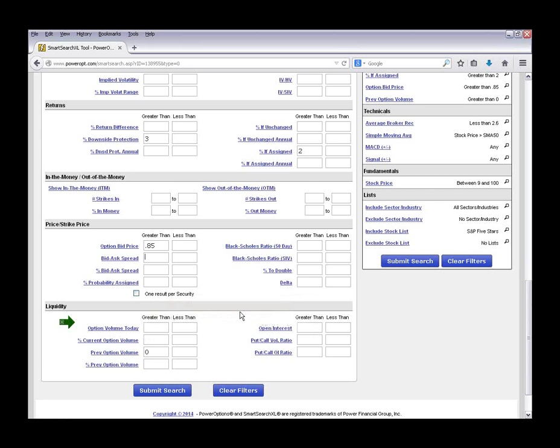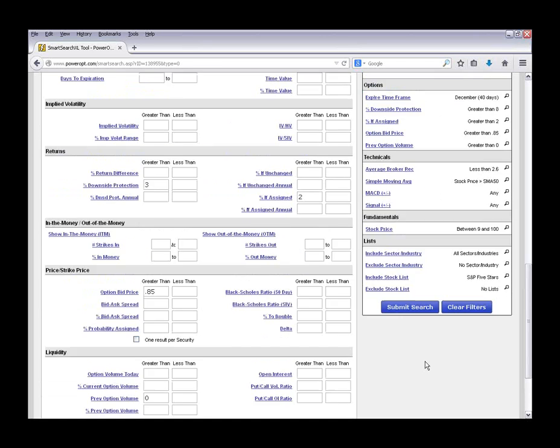When we talk about the option volume today, the current open interest, and things such as the put-to-call volume ratio and put-to-call open interest ratio. They're options related, but they also relate to the stock as well.